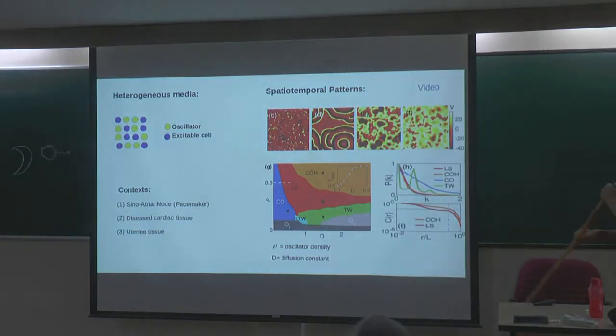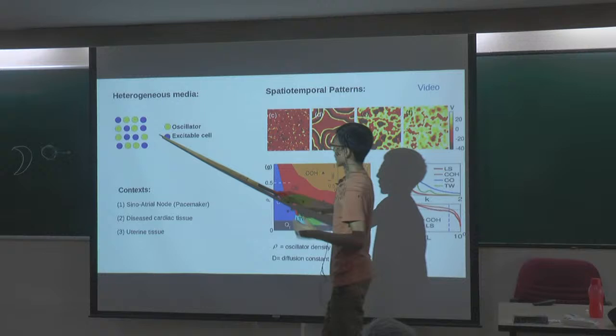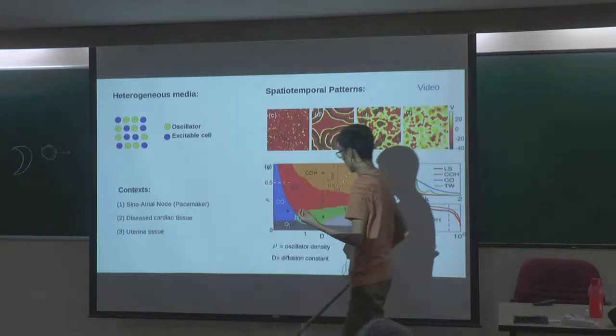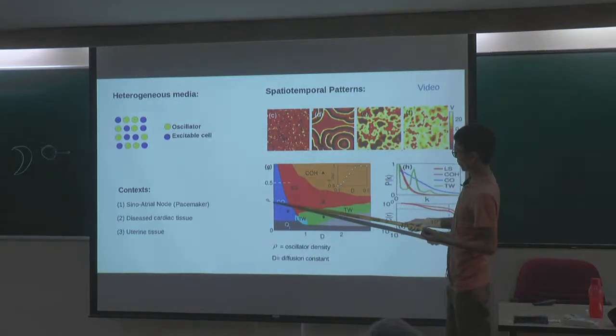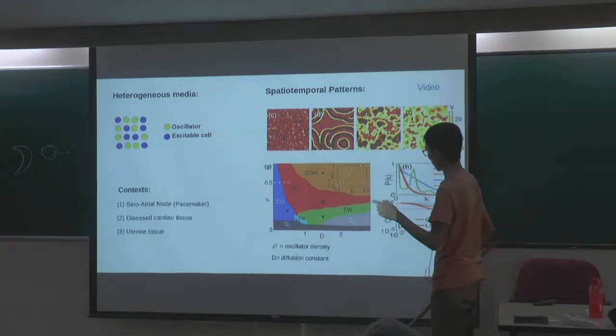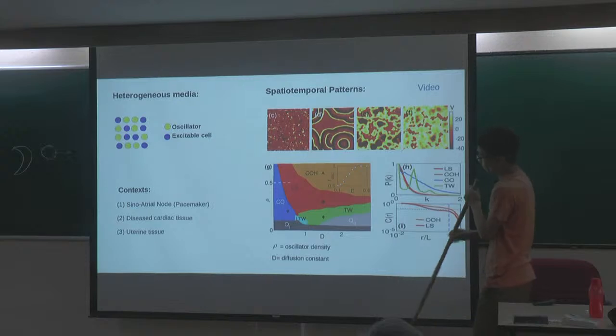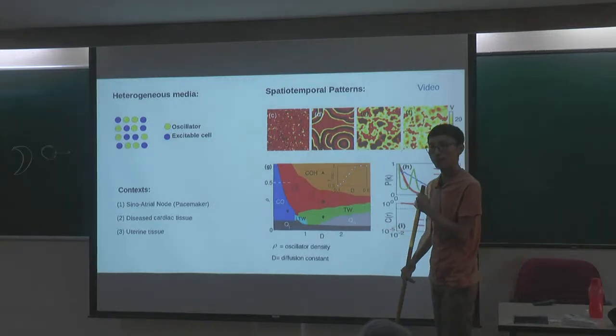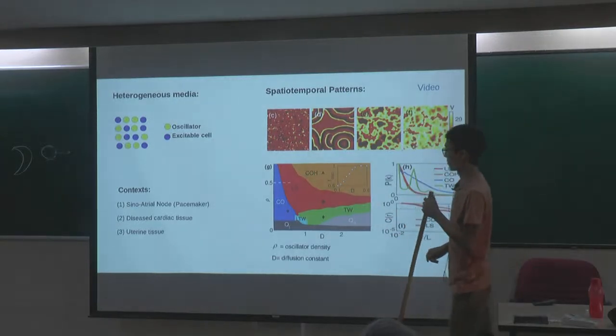So where do we observe these patterns? The parameters that we are controlling are the density of cells and diffusive coupling. So here, rho is the density of oscillators, and D is the diffusion constant. So the boundary conditions are no flux? Periodic boundary condition. Periodic. Yeah.